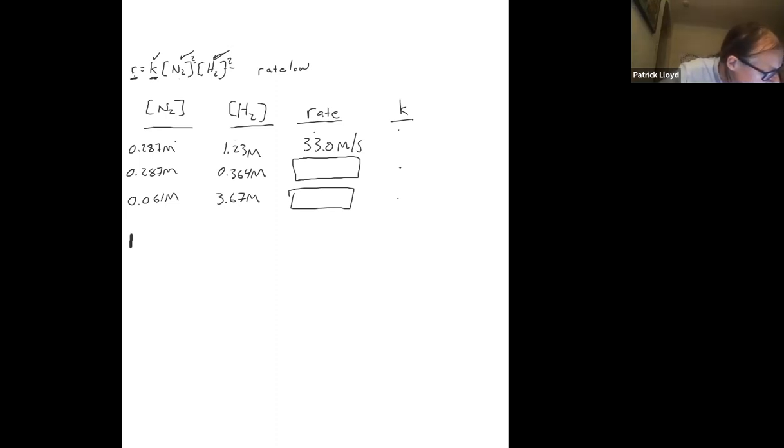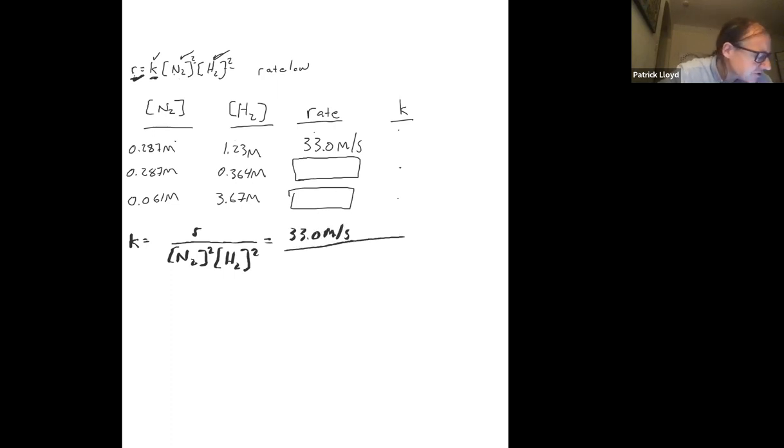The rate constant, K, is going to be the rate divided by concentration of N2 squared divided by concentration of H2 squared. How did I get that? Well, I took the rate law and I divided by N2 squared and I divided by H2 squared to isolate the rate constant K. So the rate here is 33.0. And then your concentration of N2 for the first one, 0.287.